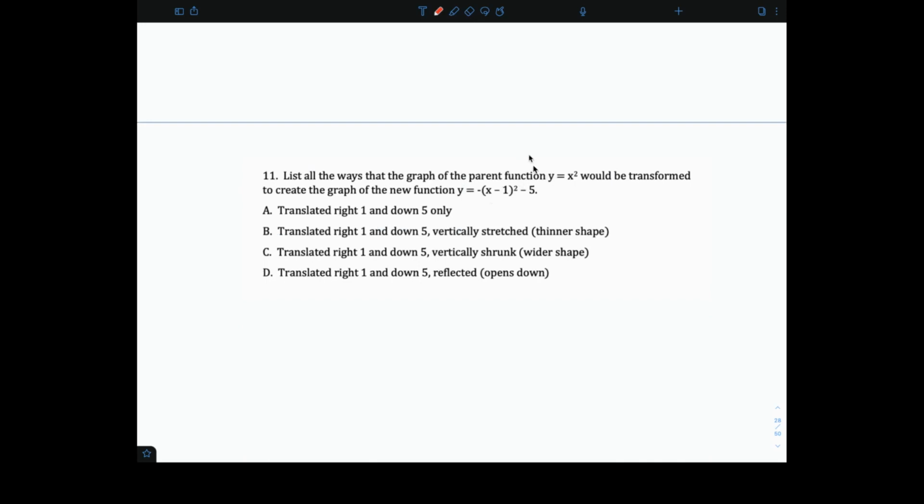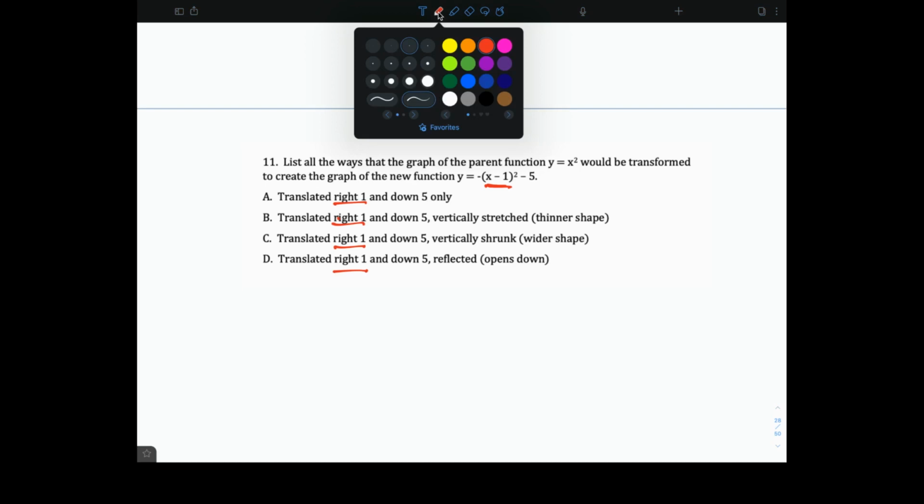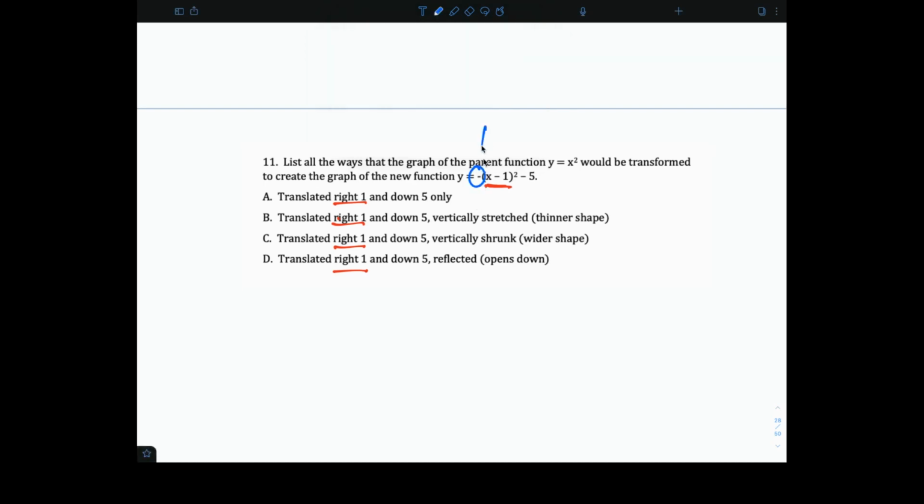Okay. So piggybacking off of that, we see x minus 1. So that means that's going to be x plus 1, so that should be to the right one. And that means we're understanding, because all these are to the right one. Now this has some more stuff going on here, right? So this also has times negative 1. The negative on the outside is a reflection over the x-axis. Okay, so it is reflected. The only one that's talking about reflected is D, so that's probably going to be the correct answer.